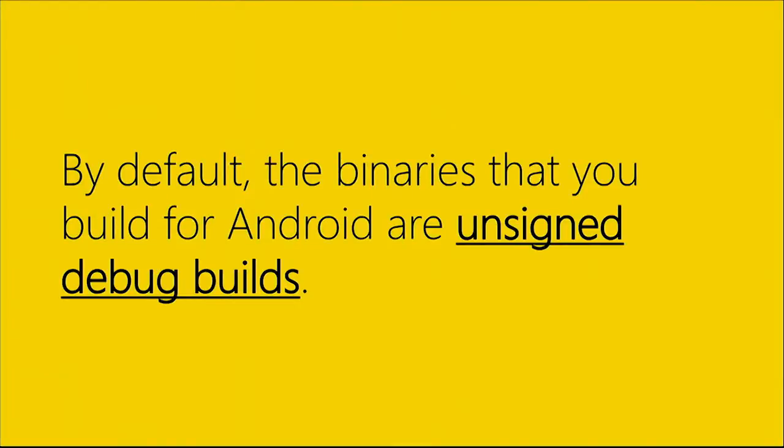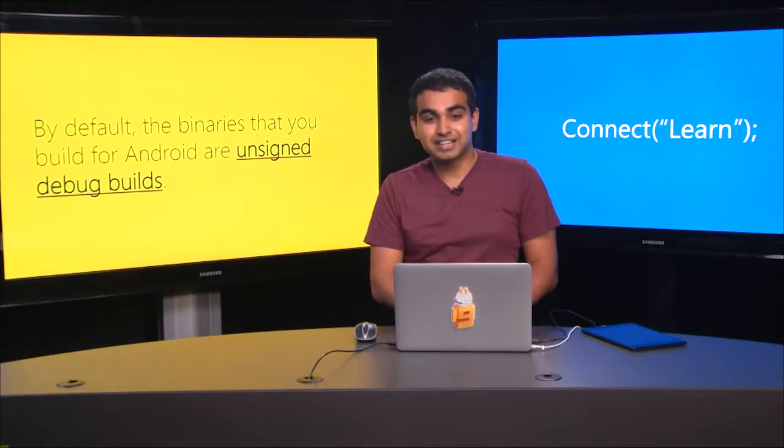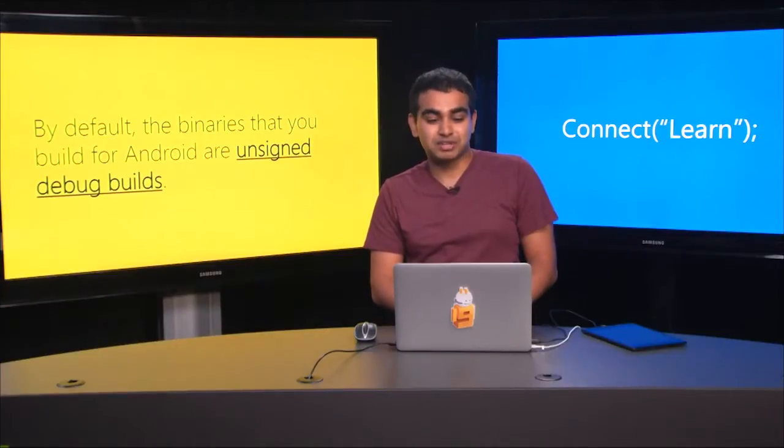In explaining this, I'm going to be throwing some words at you which may seem a little bizarre, a little arcane. So let me explain what they mean. By default, the binaries that you build for Android are what are known as unsigned debug builds. They're unsigned in that the validity of who built them isn't verified. They're also debug in that there's metadata and content in these files that allows you to optimize for debugging your application and doing things that an end user might not want to do.